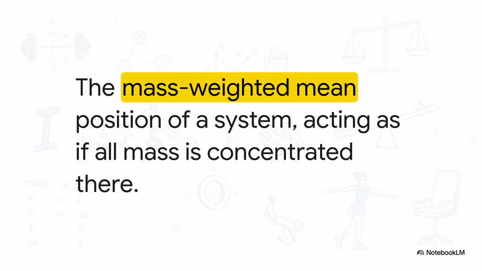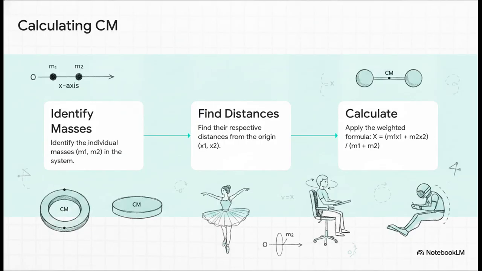Imagine taking a rigid body, which is really just a system of countless closely packed particles, and finding the one specific coordinate point that represents the average location of all that mass. It's pretty amazing in practice. If you throw a spinning wrench through the air, it looks chaotic and wobbly, right? But its center of mass is flying in a perfectly smooth, predictable parabolic curve, acting exactly like a point mass would.